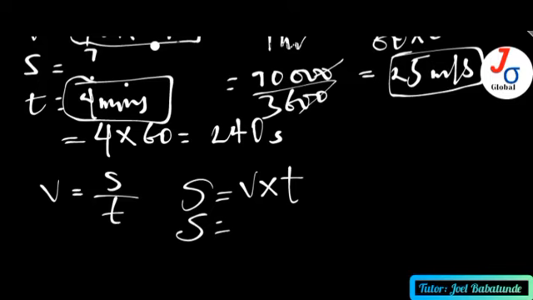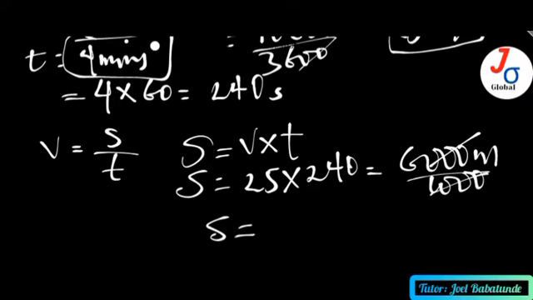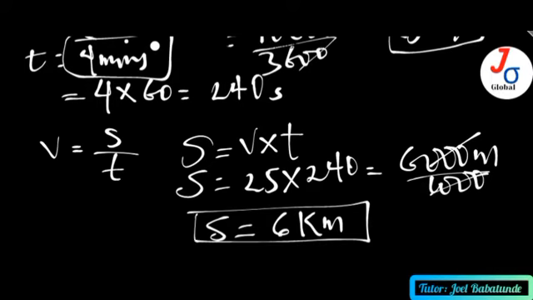Speed is 25 meters per second, which we've calculated before. 25 multiplied by time, 240. When you multiply 25 by 240, you should get 6,000 meters. Convert that to kilometers by dividing by 1,000, and you are left with S equals 6 kilometers. So this is the distance covered by the lorry, 6 kilometers. All right, good.